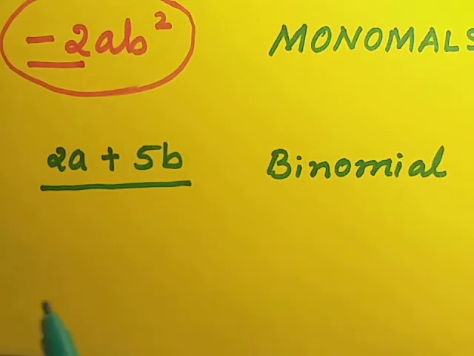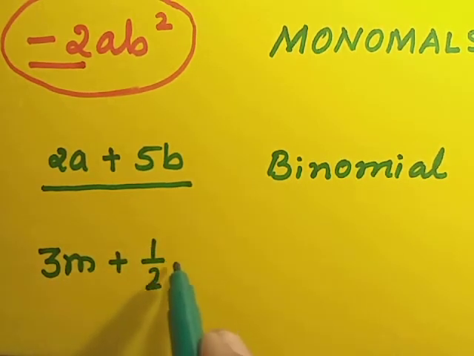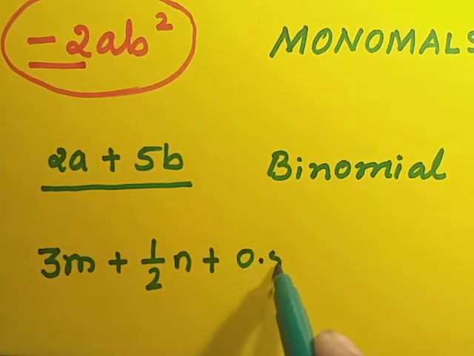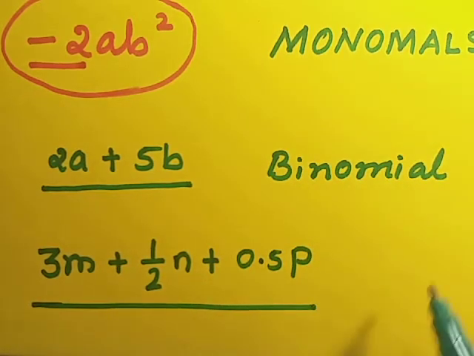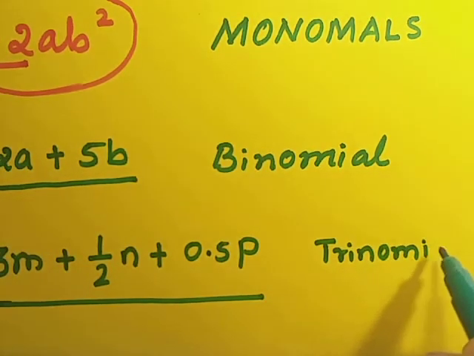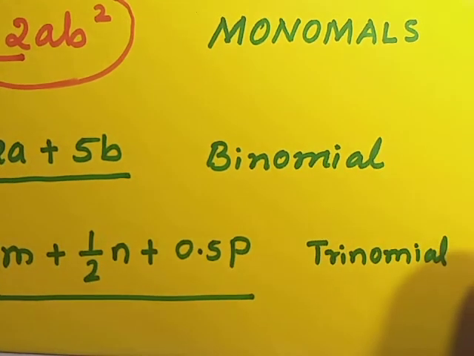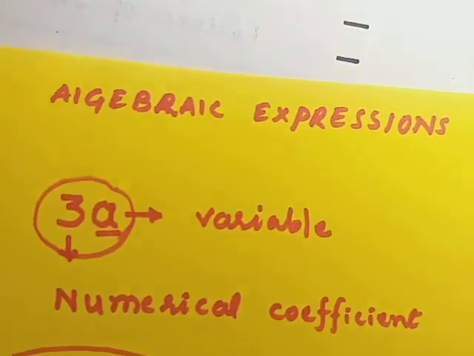Similarly, we have 3m plus 1 by 2 mn plus 0.5p. If we take this, then this becomes a trinomial. Thus, we get introduced to monomials, binomials and trinomials in the chapter called algebraic expression.